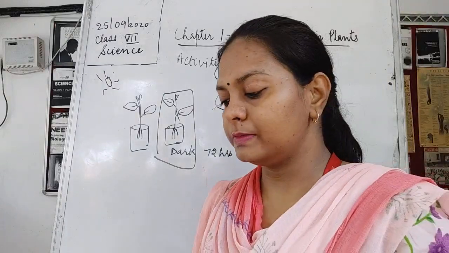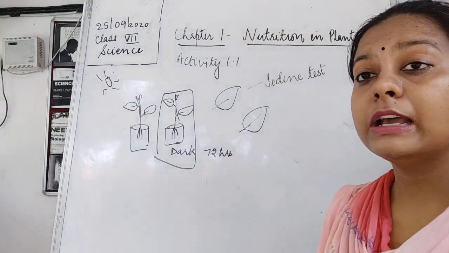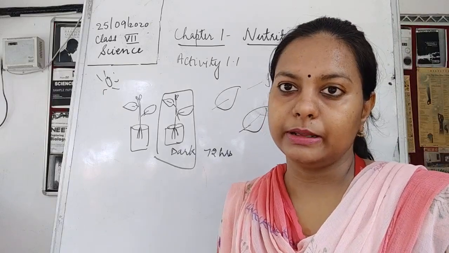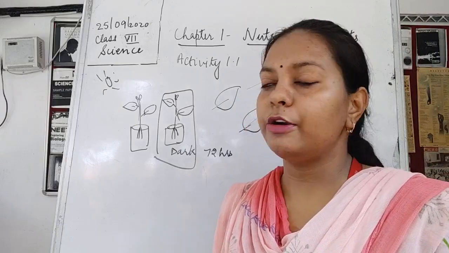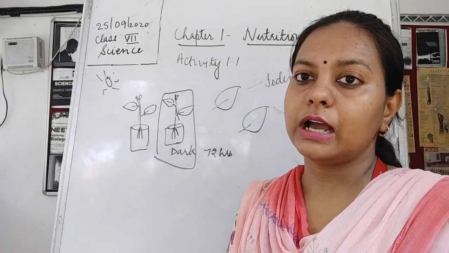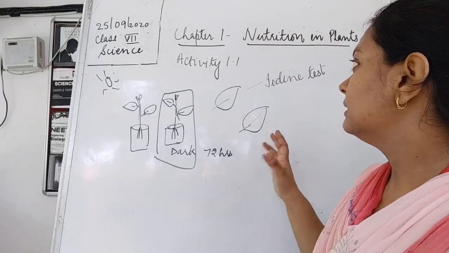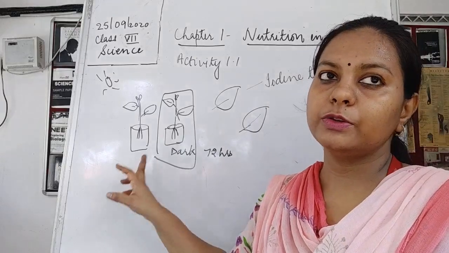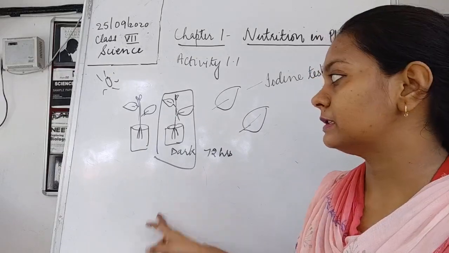What you are going to observe is that the leaves present in the darker region have stored starch, and the iodine was reacting with the starch to form a blue-black colored substance. And the iodine was not reacting with the plant which was present in the light region.